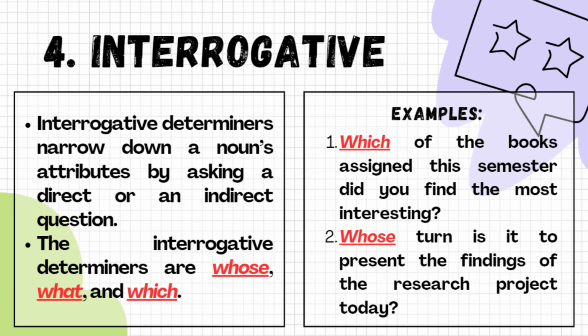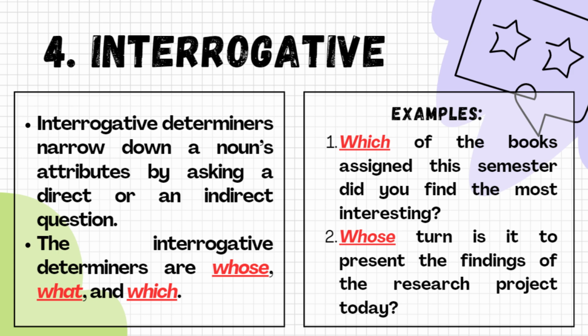Fourth, interrogative determiner. Interrogative determiners narrow down a noun's attributes by asking a direct or an indirect question. These are words that function as question words, narrowing down the attributes of a noun by asking a direct or indirect question. The interrogative determiners are whose, what, and which. The examples show how these words are used in questions.